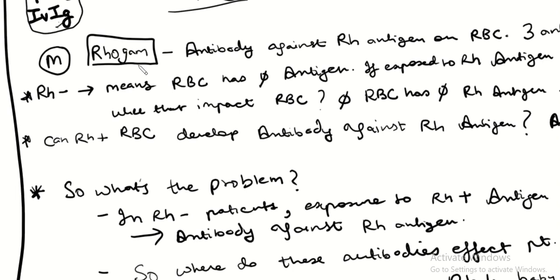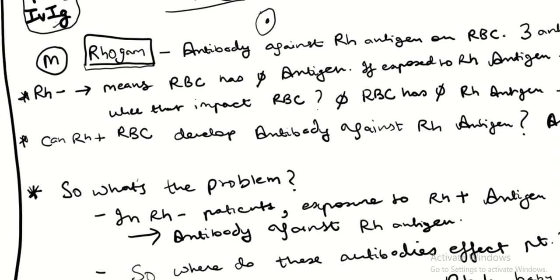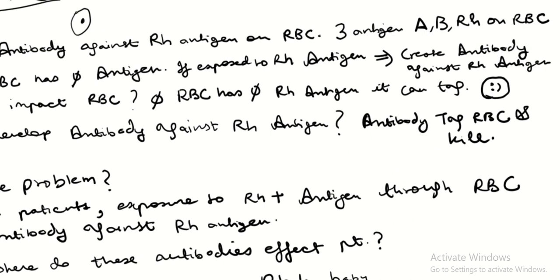The next is Rhogam. This takes a bit of time, so let's talk about it. Essentially you have red blood cells, and red blood cells have an antigen on them, which is the Rh antigen. So you can have an antigen which is Rh positive or Rh negative. That's why you have A plus, A negative, B plus, B negative, AB plus, O negative. The positive and negative is that Rh.